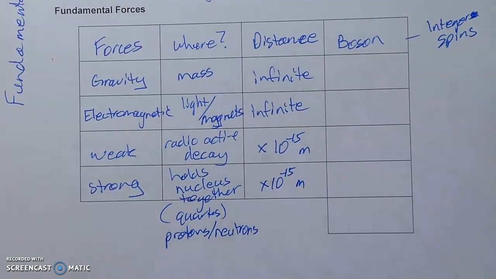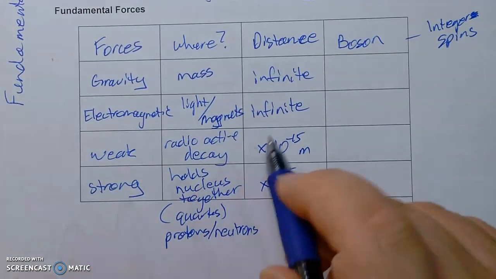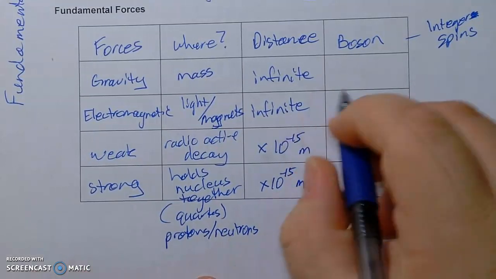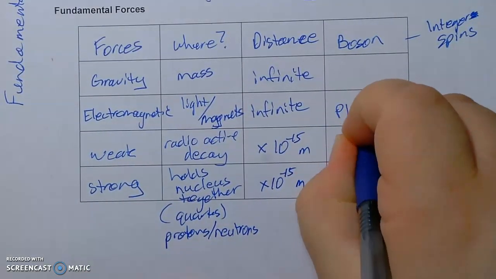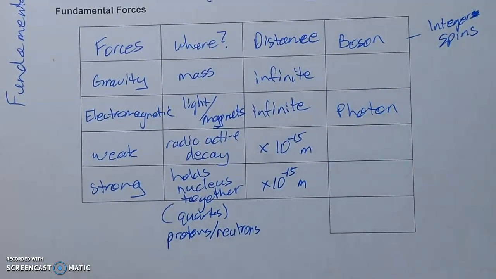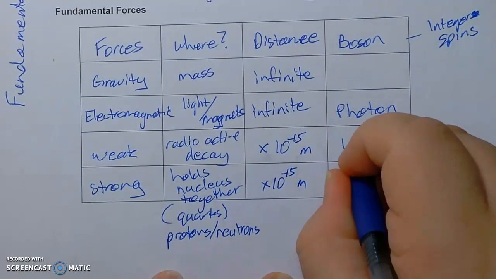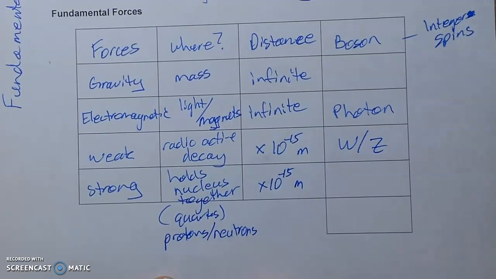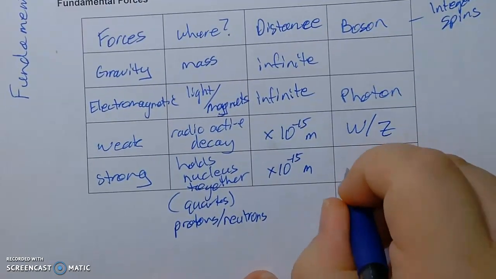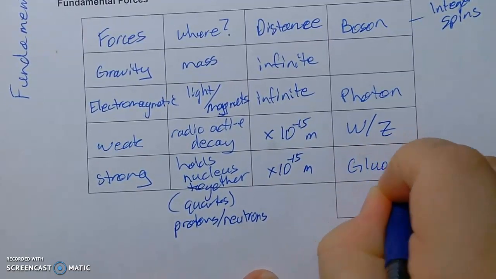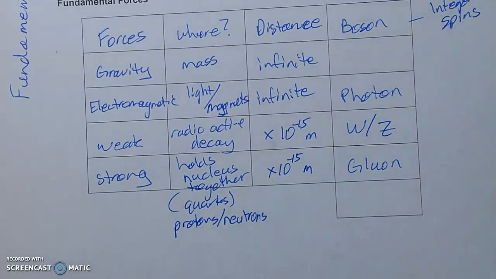Now, what's interesting with the bosons, these are what is called the force carriers. We saw this with light. Light is carried on what is called a photon. That's a subatomic particle that carries light or magnetic energy. With the weak force, we have the W and Z boson. With the strong force, that is carried on the gluon boson, and that literally glues them together.